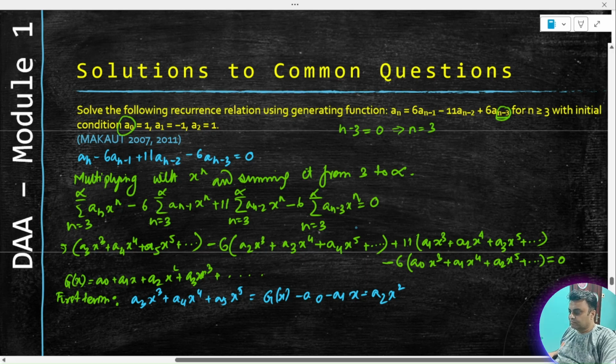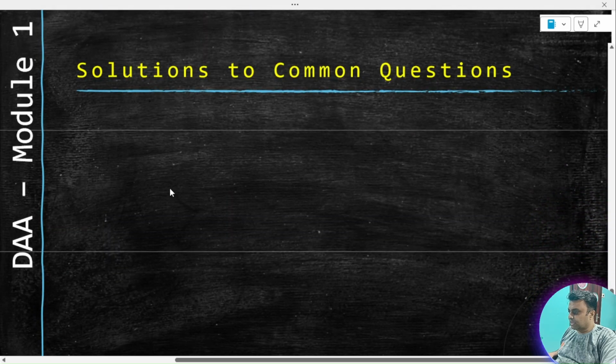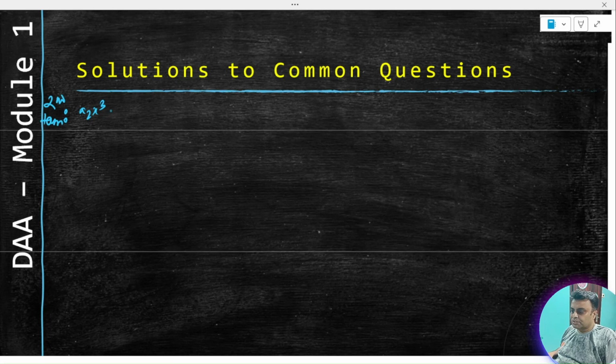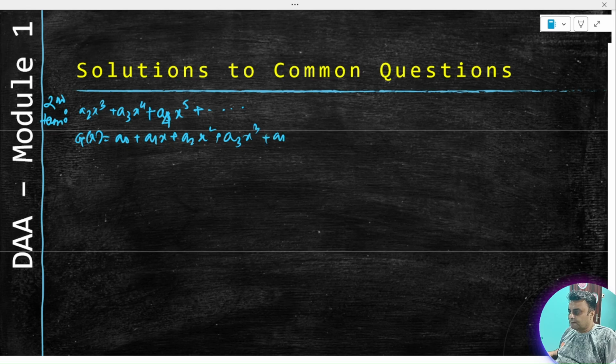For the second term, let me move to the next page. Our second term is of this format. Okay, let me put that: a2 x cube, a3 x^4, a4 x^5, and this goes on. So this is my second term. Now if I compare it with g(x), which is a0 plus a1 x plus a2 x squared plus a3 x cube plus a4 x^4.